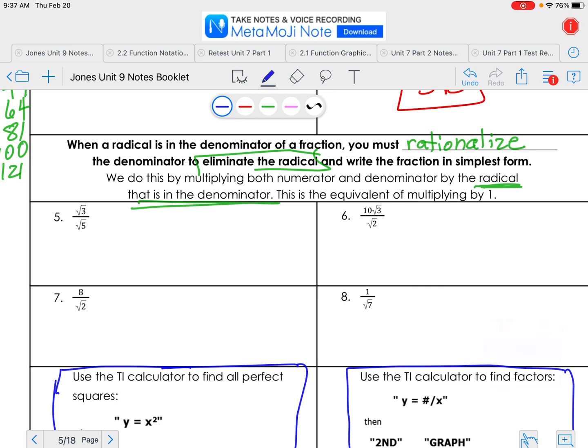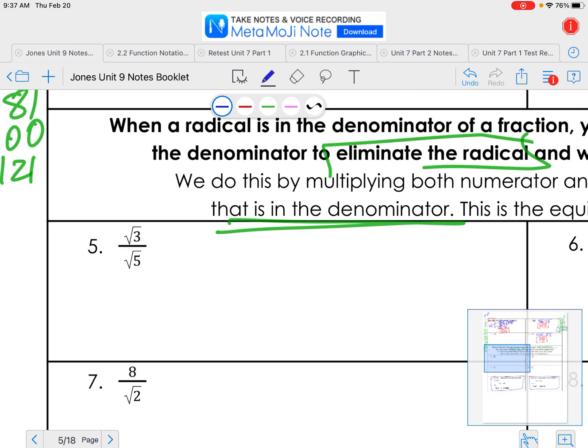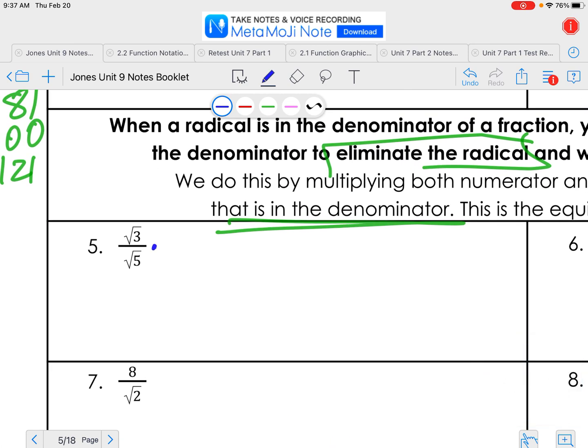So here we go. Let's look at an example. So we have a square root of 5 in the denominator. We don't want it there. So we multiply it by itself. But what we do to the denominator, we must also do to the numerator. Now, square root of 5 times square root of 5 is just 5. That's why we did that. It gets rid of the radical by definition of square root.